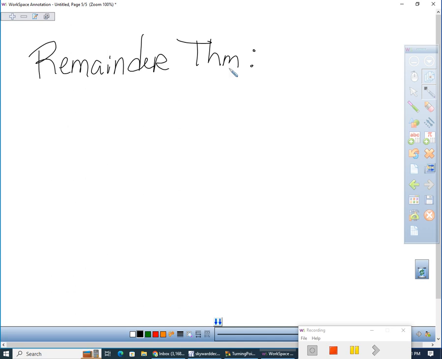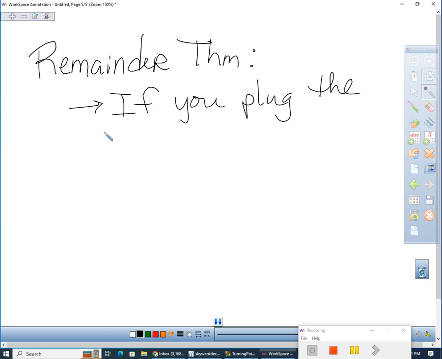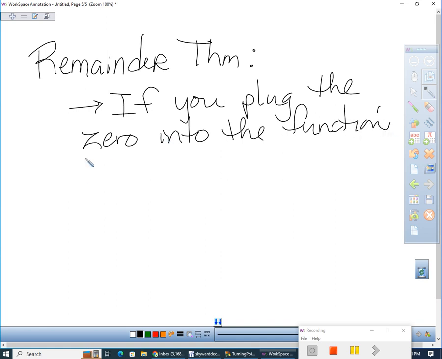Okay, the remainder theorem says if you plug the zero into the function, the result is your remainder.